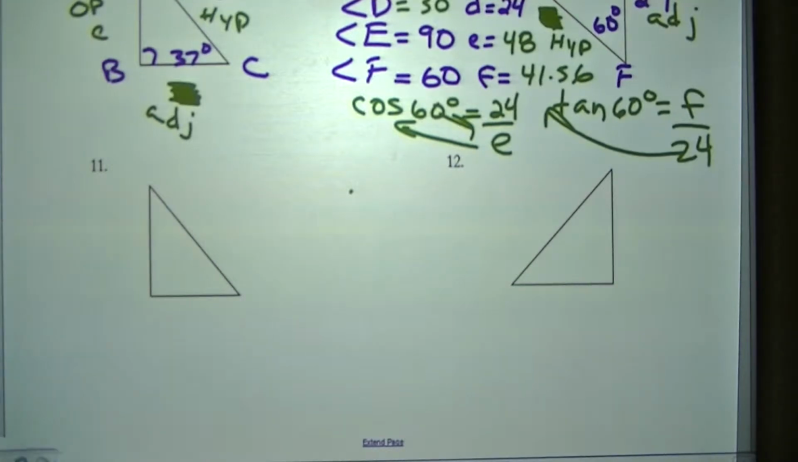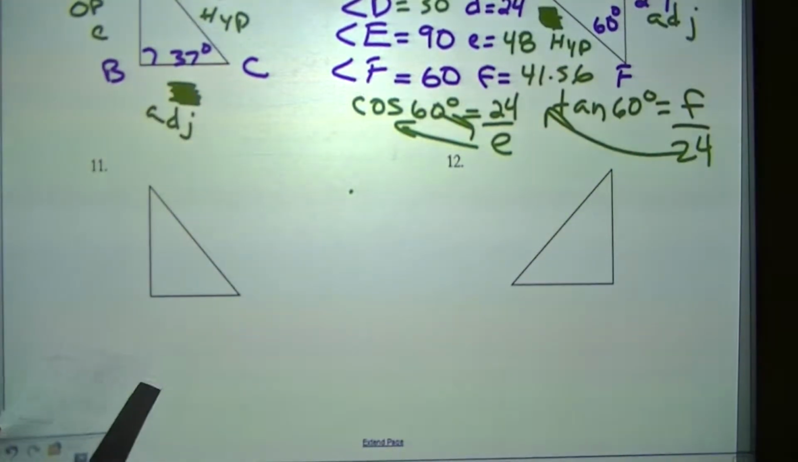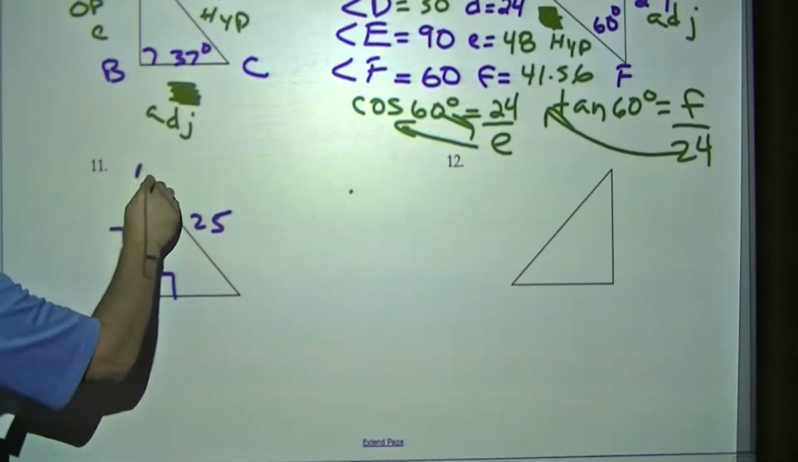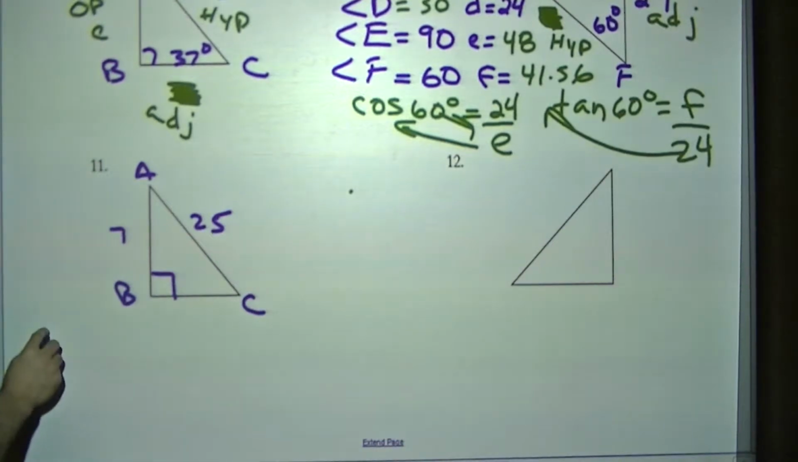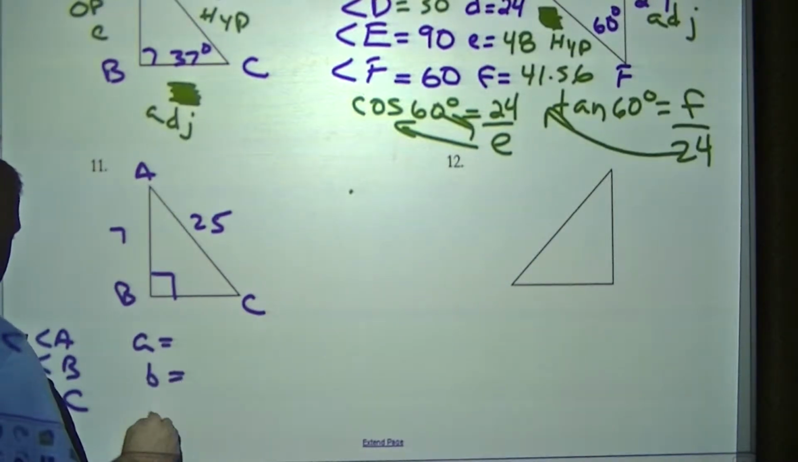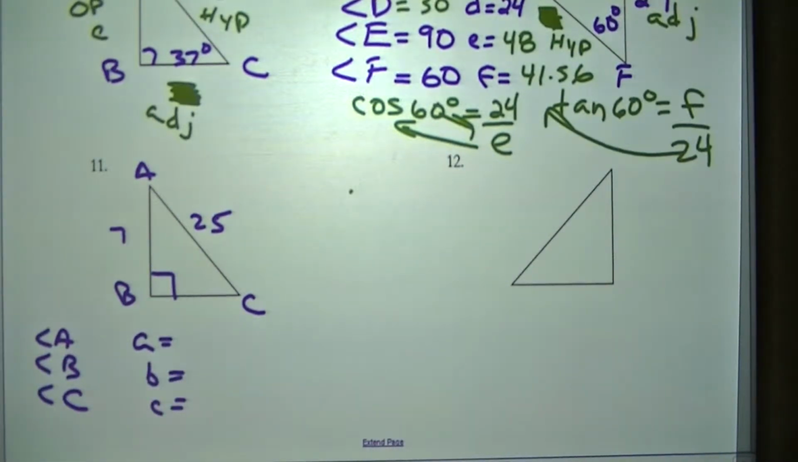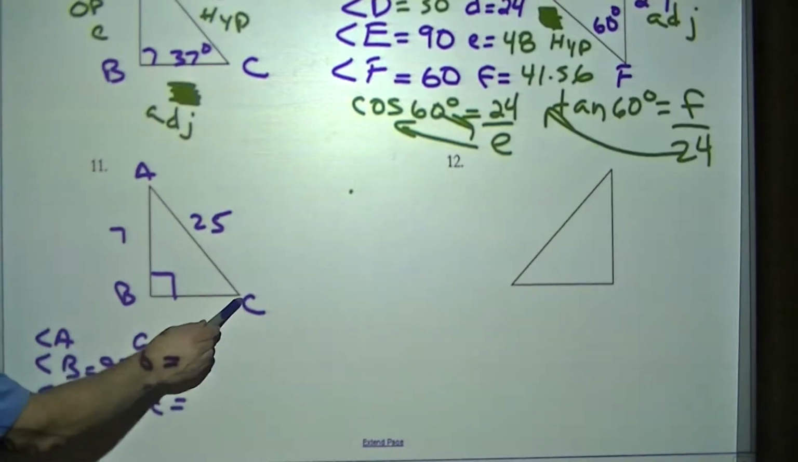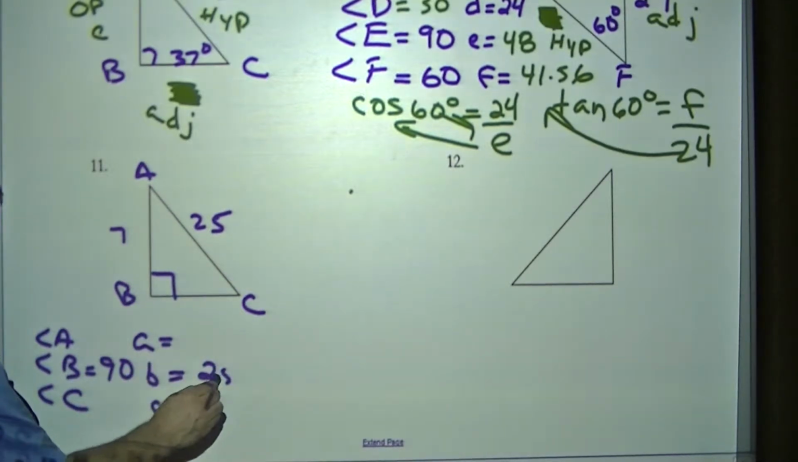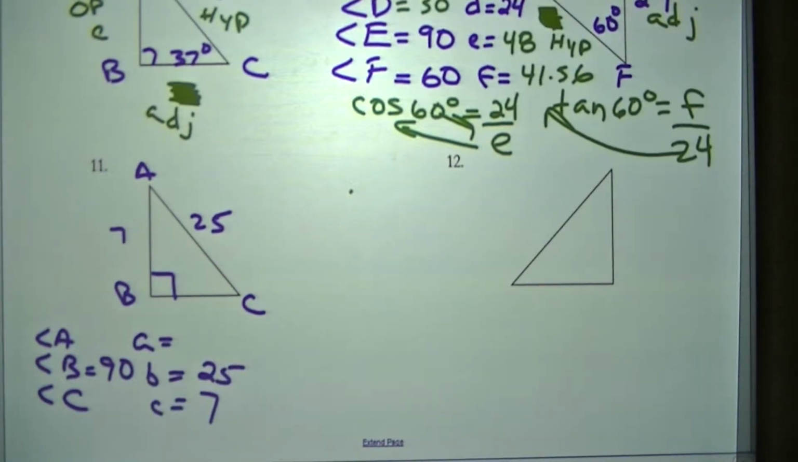Moving on to number 11. Number 11, I was given 7 and 25, and angles A, B, and C. So angle A, angle B, angle C, little a, little b, little c. Now, for these, I do know some things already. I know angle B, which is 90. If you look at this diagonal right here, that would make that little c. This diagonal here would make that b, okay? Now I've got to find A, C, and little a.